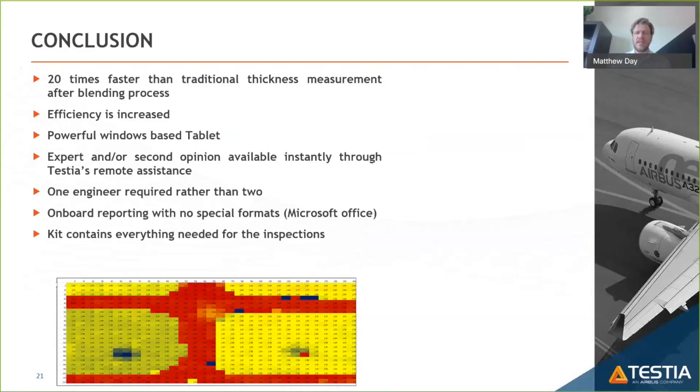It goes without saying that NDT engineers are experts. They are very talented and very experienced. This is a very laborious process that requires an awful lot of attention for a very long period of time. So it's much better to use fewer resources, reduce the time that you're inspecting, and be able to put your NDT inspectors to far more complex work. The onboard reporting requires no special formats at all. And the kit, when you buy it, contains everything you need for the inspection.